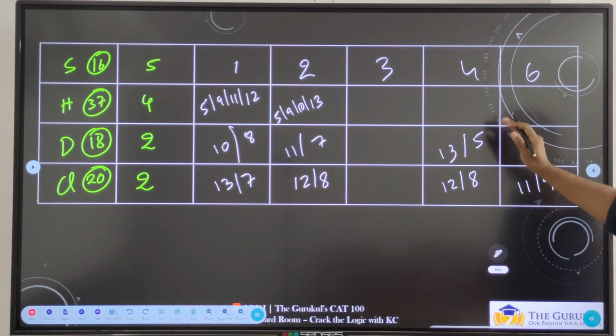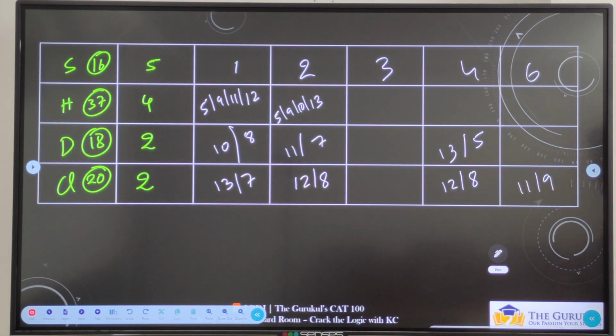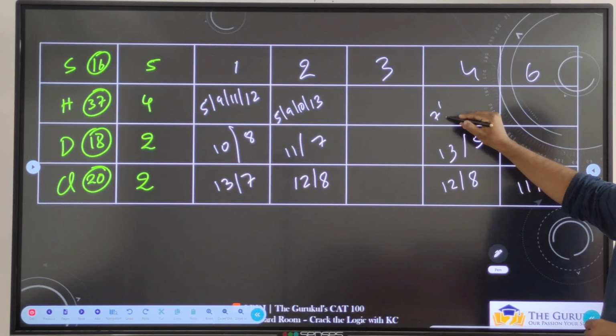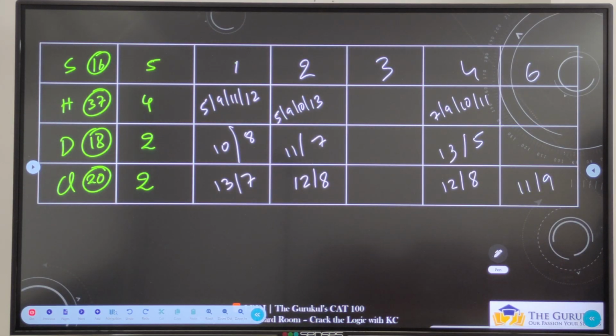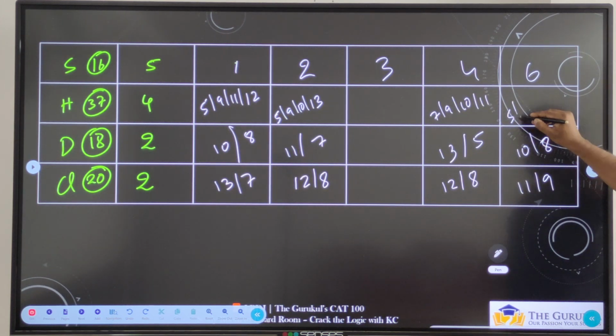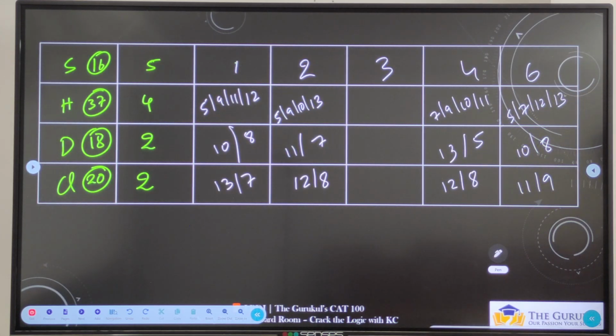Okay. If I'm using 13 and 5 and 12 and 8, can I get any case? Very good. I can get 7, 9, 10 and 11. Perfect. Next. With 10 and 8, I can use 11 and 9 combination also. With 10, 8, 11 and 9, I can have 5, 7, 12 and 13.